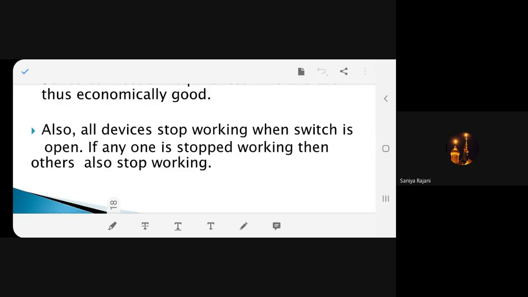Also, all devices stop working when the switch is open. If any one stops working, then the others also stop working. So what is the best part of series? That if one device does not work, then the others will also not work. You understand? Hello?